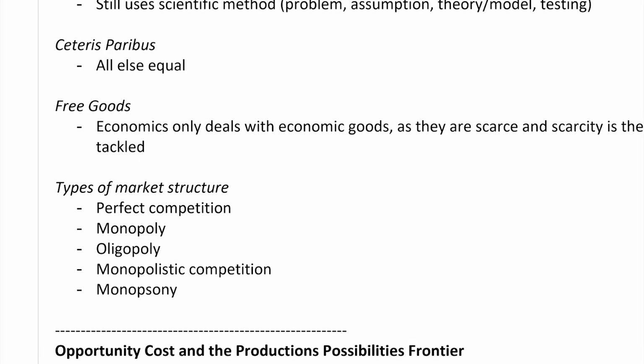Ceteris paribus is Latin to mean all else equal. Economics studies the effect of changing one variable on a second variable. You can't change multiple variables at once to find a change. So ceteris paribus is just assuming everything else except for the one variable you're changing is equal.